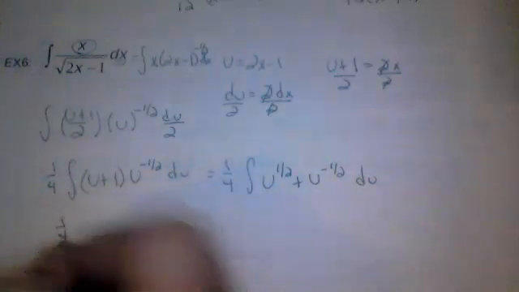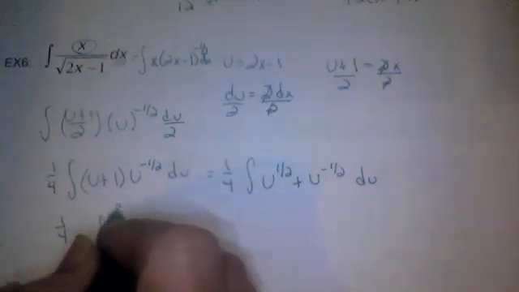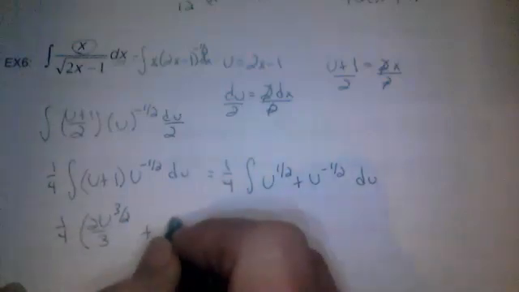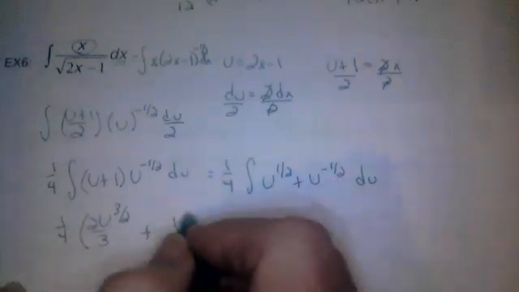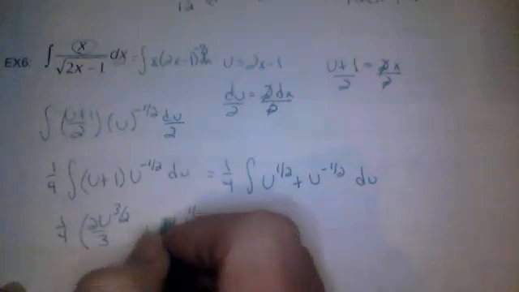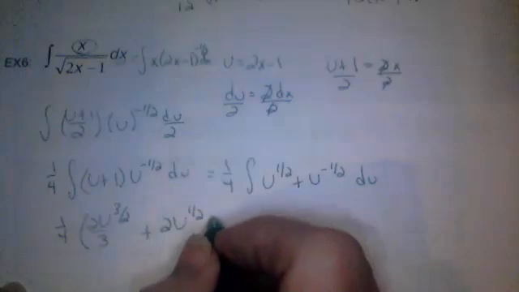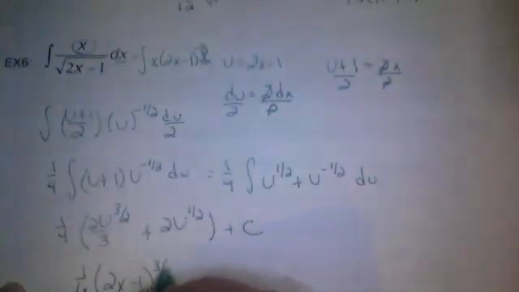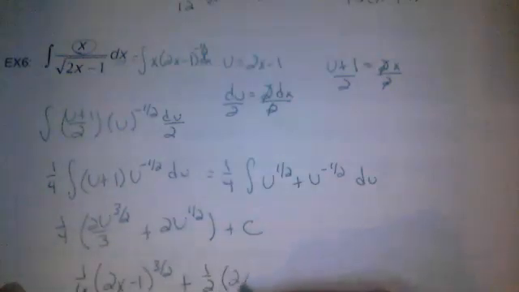All right, so we're going to integrate that. We get u to the 3/2 over 3/2, or times 2/3, plus u to the positive 1/2 over positive 1/2, which is just times 2, or times 2 over 1, plus c. And so that's going to give me 2/12, or 1/6, and my u value was 2x minus 1 to the 3/2 plus 2/4 or 1/2, 2x minus 1 to the 1/2 plus c.